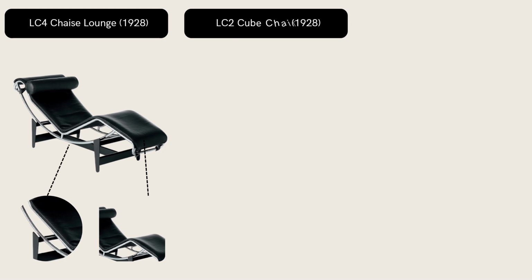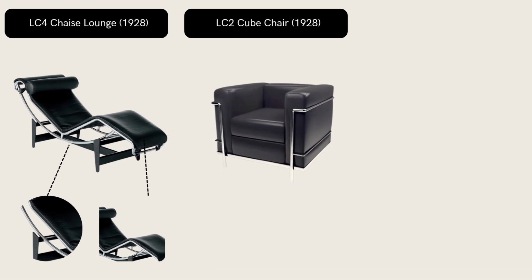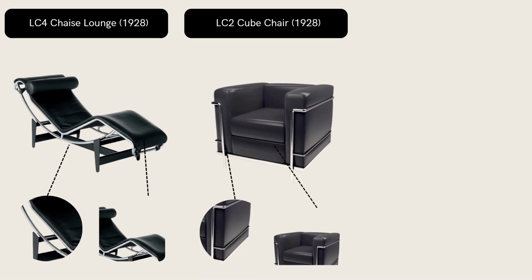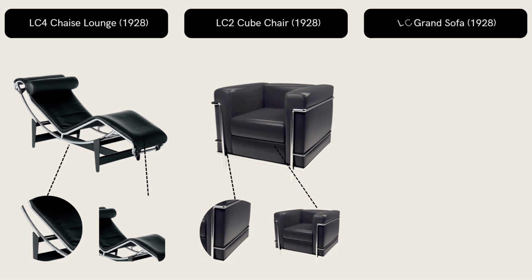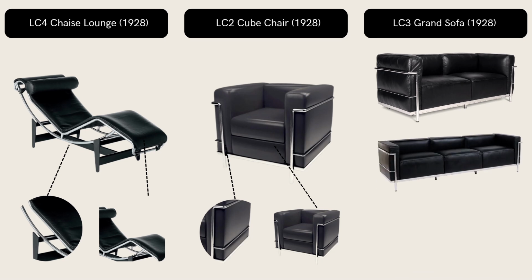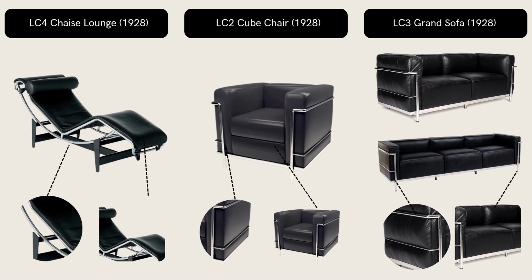The LC2 Cube Chair reflects Le Corbusier's commitment to geometric purity with its clean lines and plush cushions. Additionally, the LC3 Grand Comfort armchairs and sofa set highlight his focus on blending fashionable comfort with elegant form. The designs not only represent Le Corbusier's architectural ideas of simplicity and functionality, but also continue to influence contemporary furniture design with their timeless, practical aesthetic.